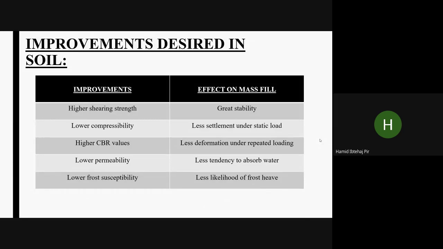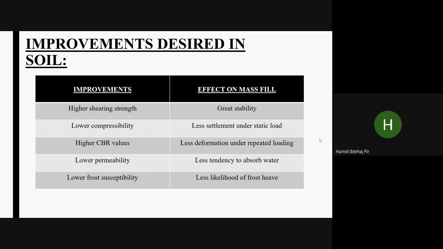Settlement control. If we have a loose soil with low resistance towards the loading, our soil settles, as a result of which our building may fail, or the building will settle and our project will fail. So in order to avoid that, we compact our soil to reduce the compressibility of the soil. Permeability of water: we want to avoid the permeability of water into the soil, so we can avoid that with the help of grouting or hydrated lime mixing with the soil.